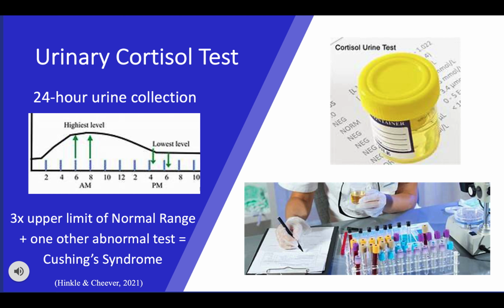The next test is a urinary cortisol test, which requires a 24-hour urine collection. The nurse instructs the patient how to collect and store the specimen. If the results of the urinary cortisol test are 3 times the upper limit of the normal range and one other test is abnormal, Cushing syndrome can be assumed.